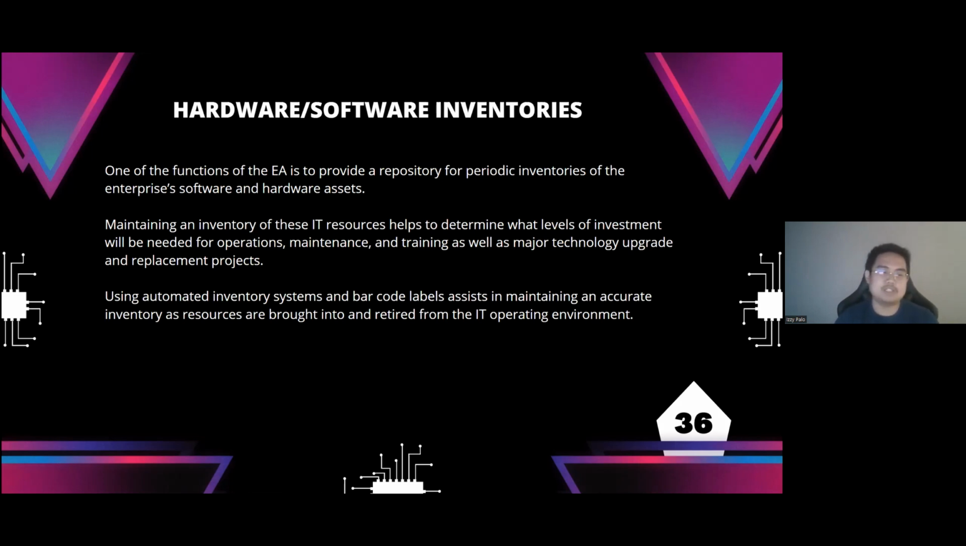For example, there's an old system that has been there for a while, and we want to replace it. So it's important to put that information in the inventory, as one of the artifacts in the infrastructure level. Using an automated inventory system and barcode labels assists in maintaining an accurate inventory as resources are brought into and retired from the IT operating environment. It should be in a database as well, especially for software, since there is a lot of software, so it should be included.